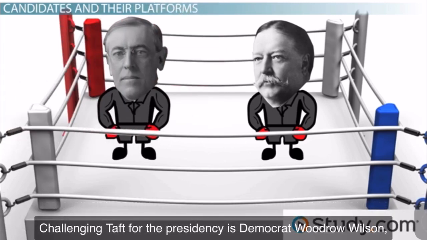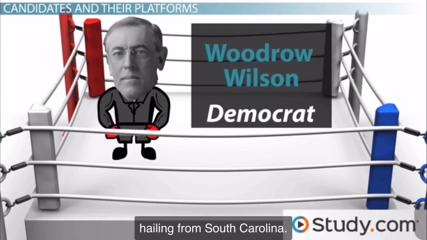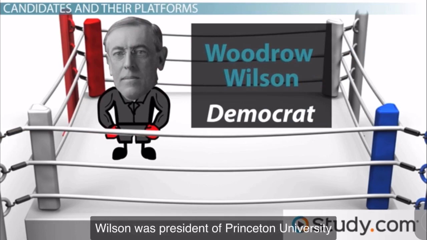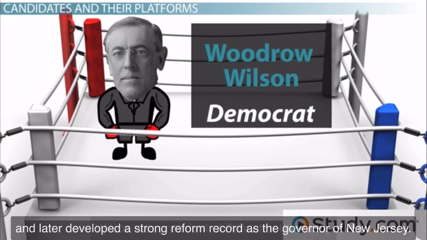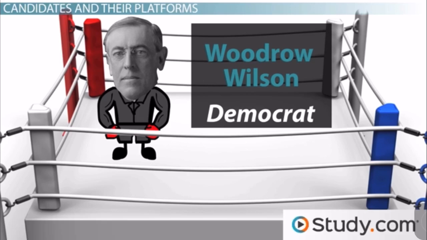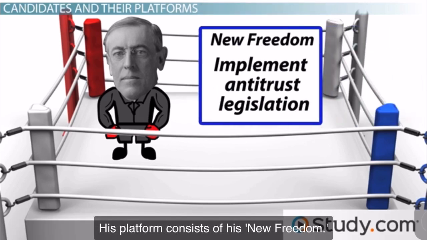Challenging Taft for the presidency is Democrat Woodrow Wilson, hailing from South Carolina. Wilson was president of Princeton University and later developed a strong reform record as the governor of New Jersey. His platform consists of his new freedom.